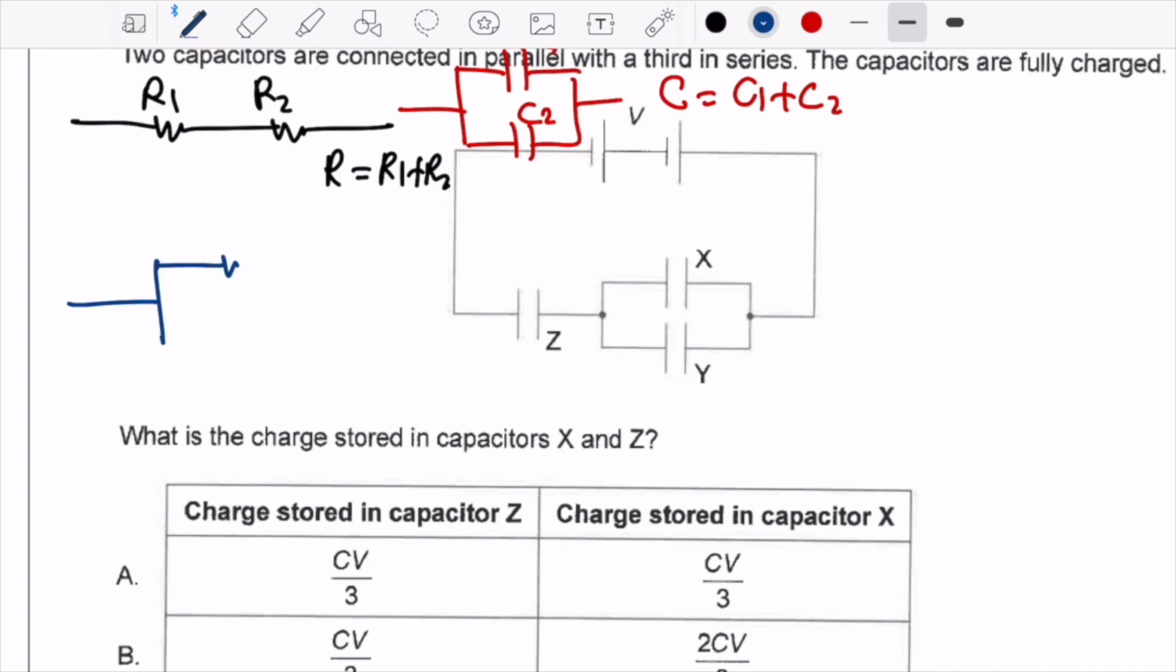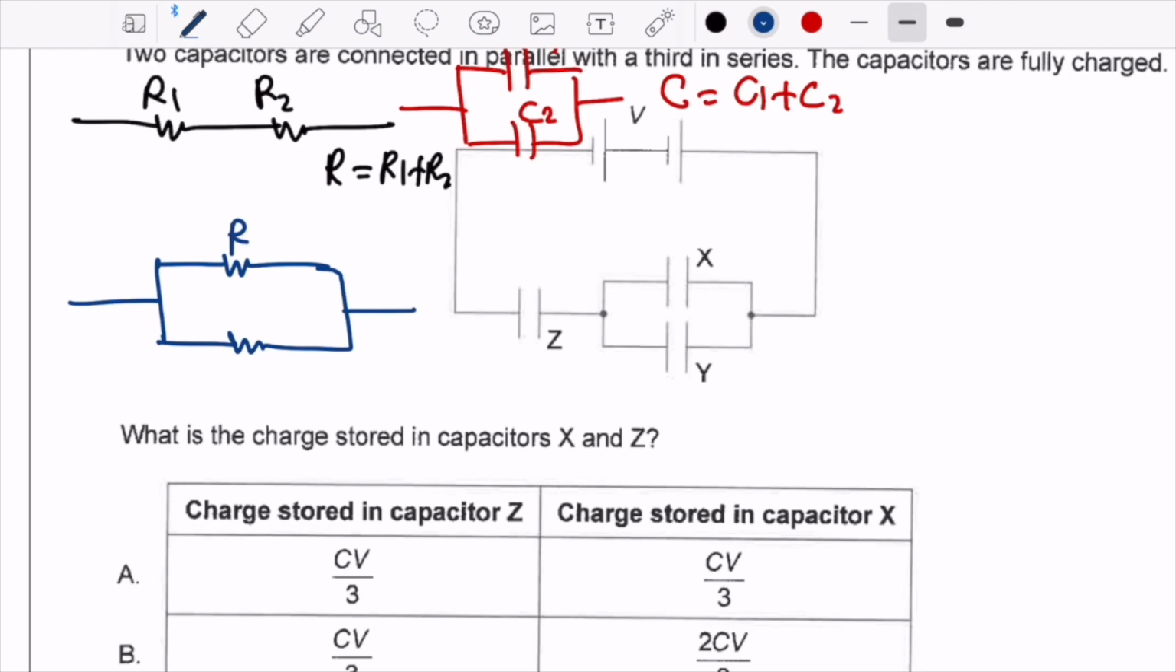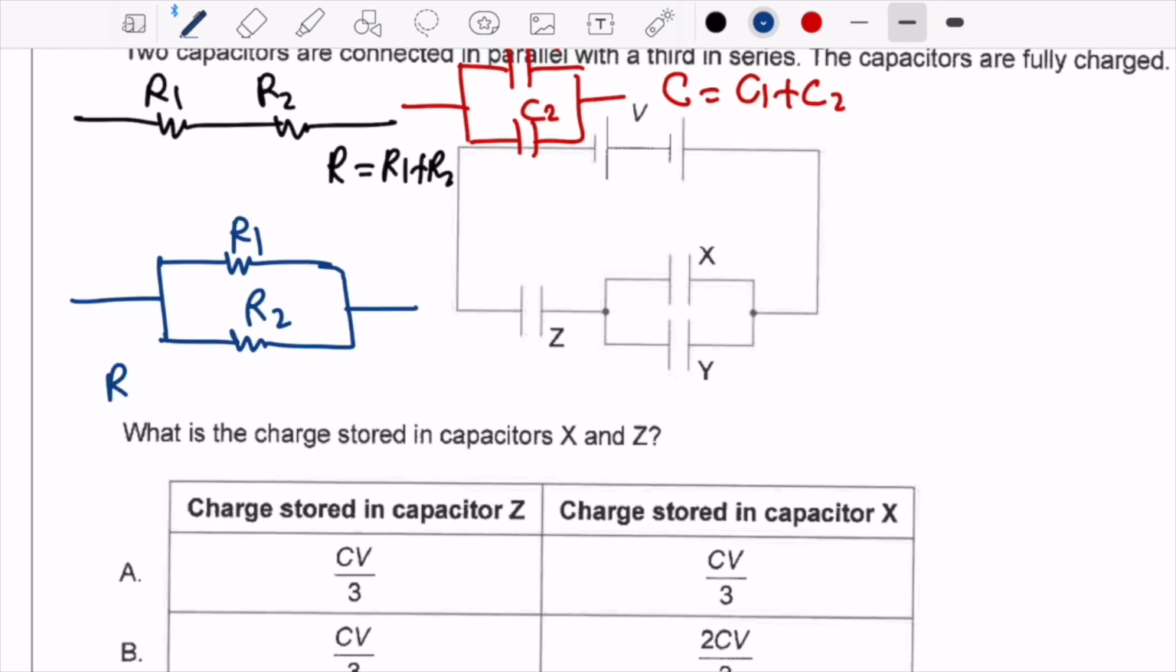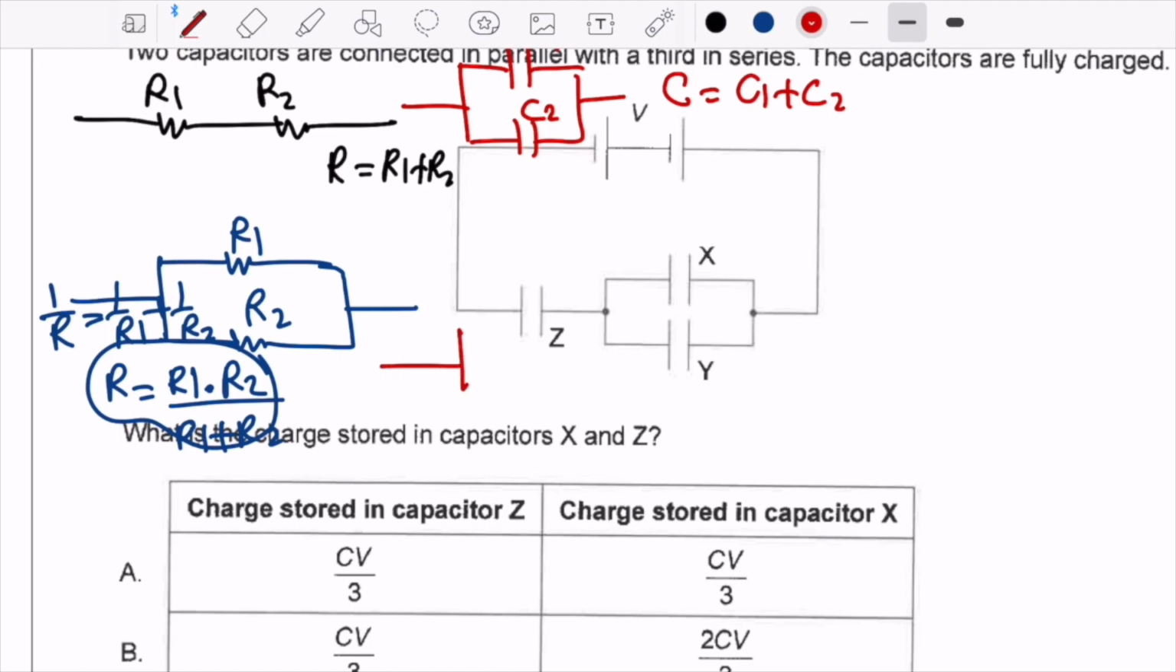Now let's think we have two resistors. I use these zigzag lines for resistors, R1, R2. In parallel, R equals R1 times R2 over R1 plus R2. Actually this equation comes from 1 over R equals 1 over R1 plus 1 over R2. So we know this one. This applies not for parallel capacitors, but for capacitors in series. For example, if this is C1, C2, total capacitance is C1 times C2 over C1 plus C2.